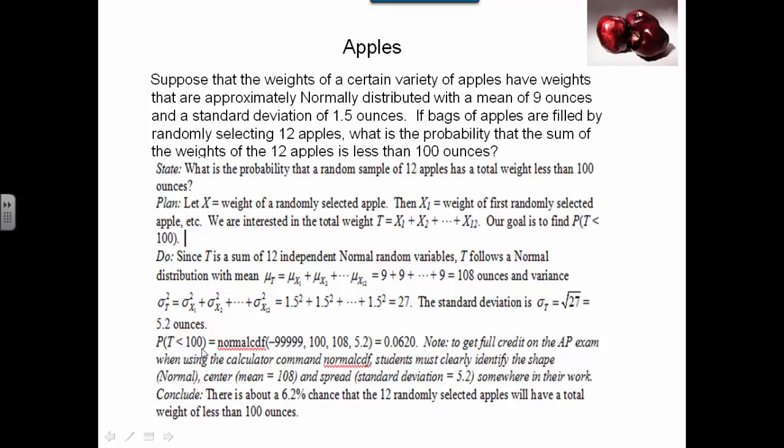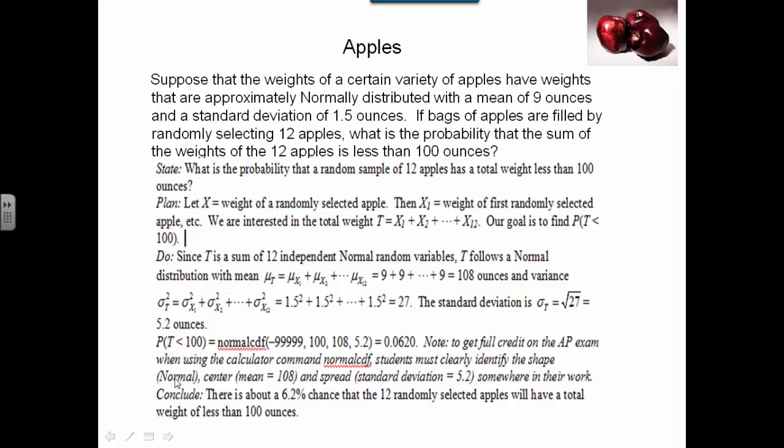So using the graphing calculator, normal CDF we can use, we take a very large value here, remember, so we're using negative 99,999 to 100. So it's, where is it less than 100? Remember, use a big number here, so it works right. 108 is our mean that we just figured out. 5.2 standard deviation we just figured out.